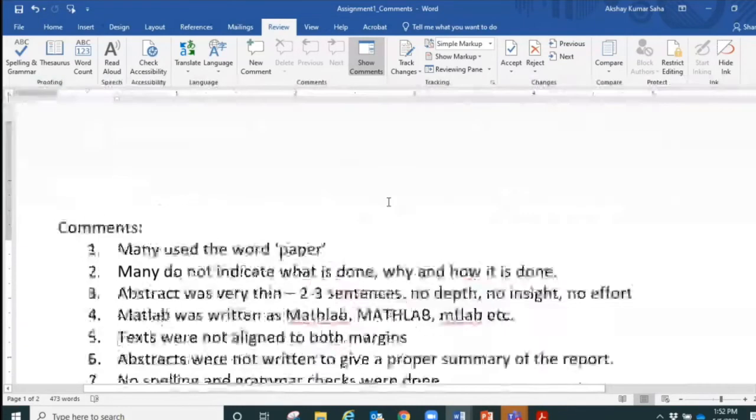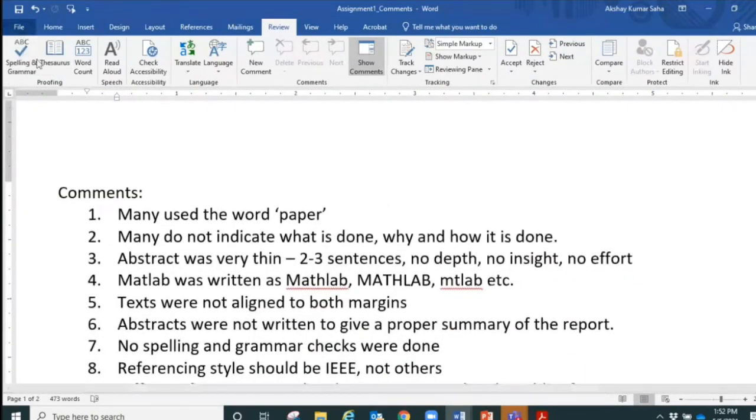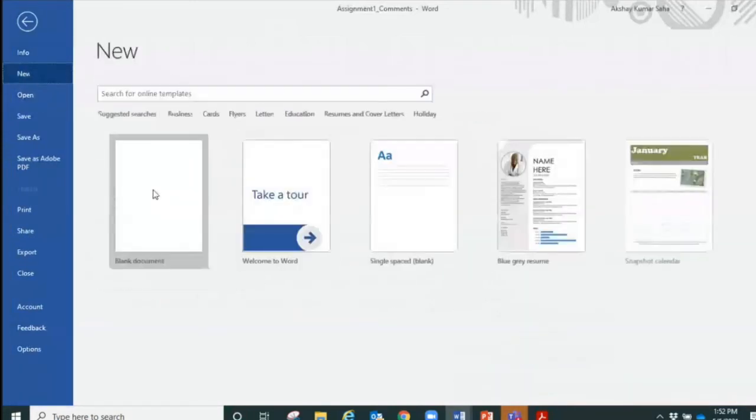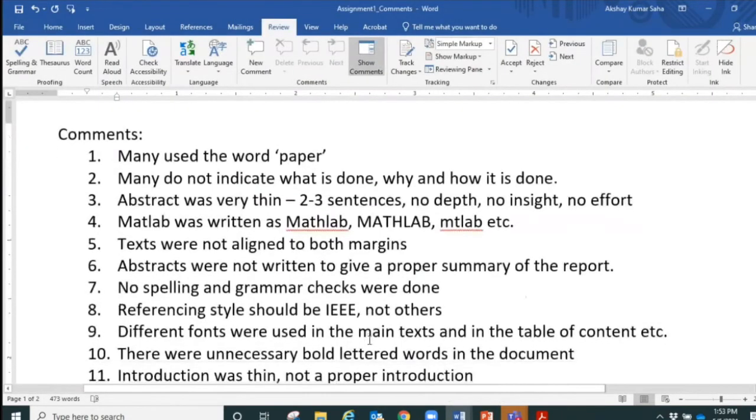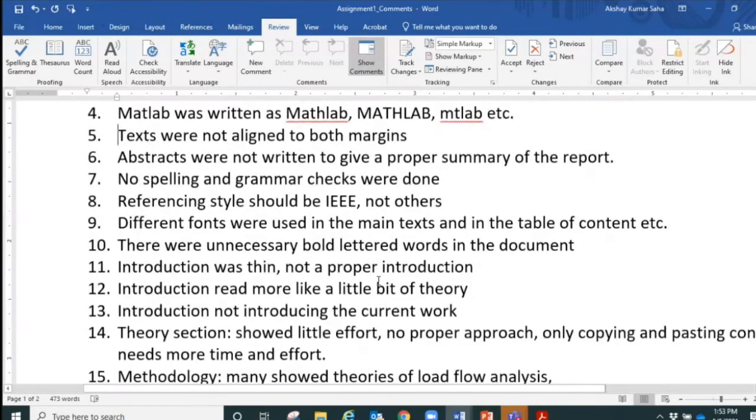This is a very simple thing. If you start a new Word document, like I'm starting a new document, and if you just click this one before you start typing a letter here, if you do this, everything will be aligned. Later on, if you have to keep something in the center or left aligned or right aligned, you just select that and then click on that one. It's done. It's so simple, but we don't want to do that. But you get your marks deducted for that as well.